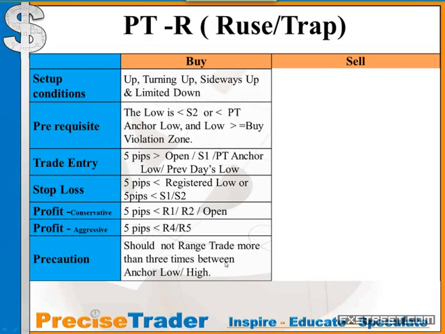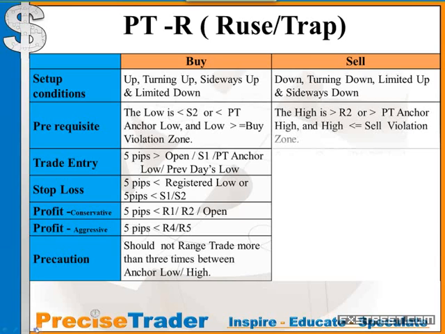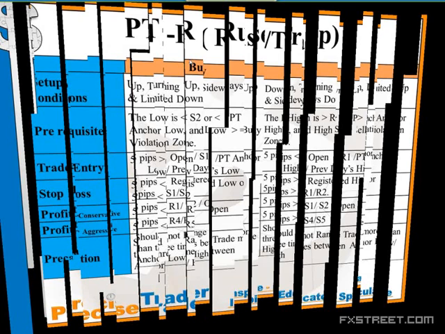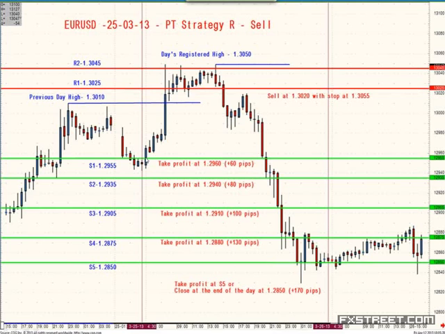Again, as a precaution, it should not be range traded more than 3 times. This one I think I need to show you. Earlier on I didn't show you this. It should not be range traded more than 3 times between anchor low and anchor high. So let me show you that chart. Here, this was on the 25th of March. This is the PT strategy R. In fact, this is where the price opened. So this is what we meant by a swing of the condition we mentioned earlier on.